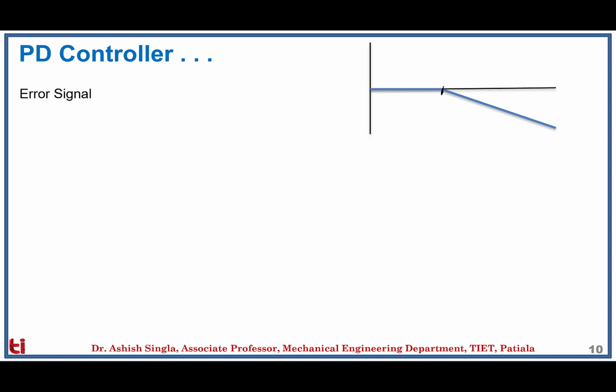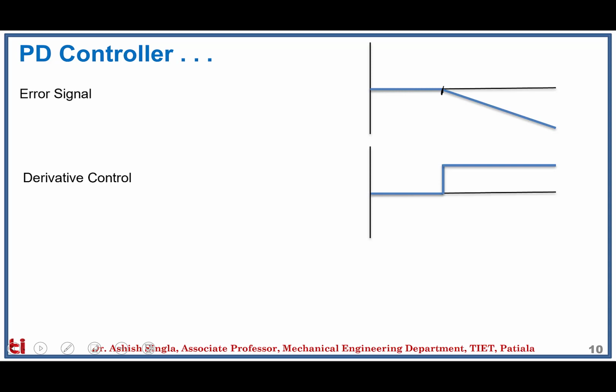Now if we see the effect of only a derivative controller on this error signal, which is rarely used alone, here you can see that when there is no error in the system, the output from the derivative controller is 0. Now, as the error keeps on increasing continuously with a constant slope, the derivative controller will give a constant value with an abrupt change at this instant where the error starts.